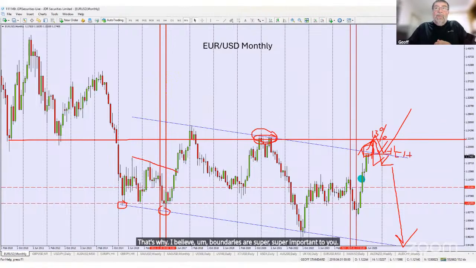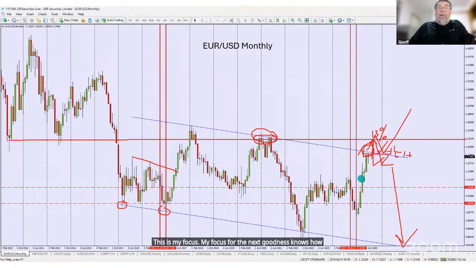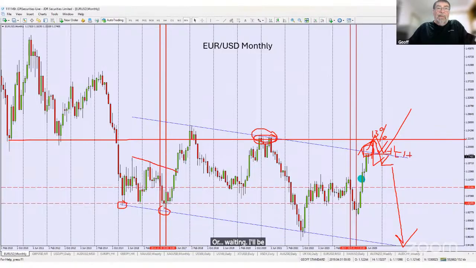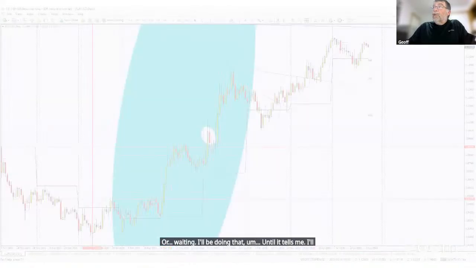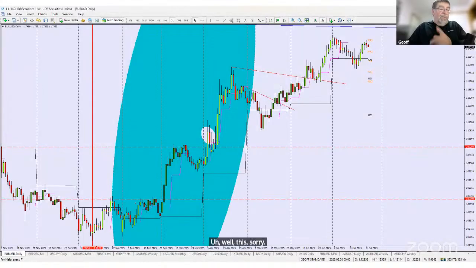I'm going to give you, well, I'm giving you one here, euro dollar. This is my focus for the next goodness knows how long until I get that signal, the signal whether we're going short, long, or waiting. I'll be doing that until it tells me. I'll also be looking, this is the daily chart. This gives you exactly what I was just talking about.